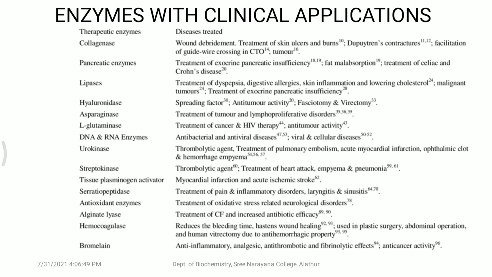And these are other examples important in clinical biochemistry. Collagenase is used for wound debridement, treatment of skin ulcers and burns, etc. You can see here some numbers are given. They are the references. Actually, I took these slides from some textbooks. So in the textbook, at the end of the chapter, some references are given. That number is given here. Already you have those textbooks with you, and you may try to understand from which book this picture is taken.